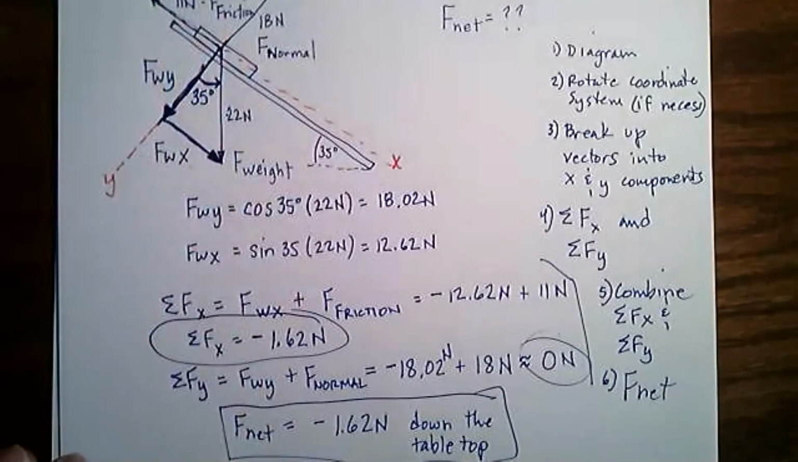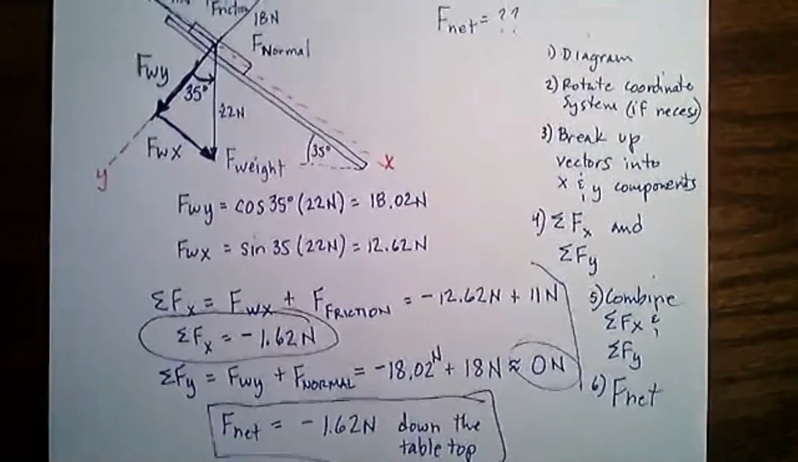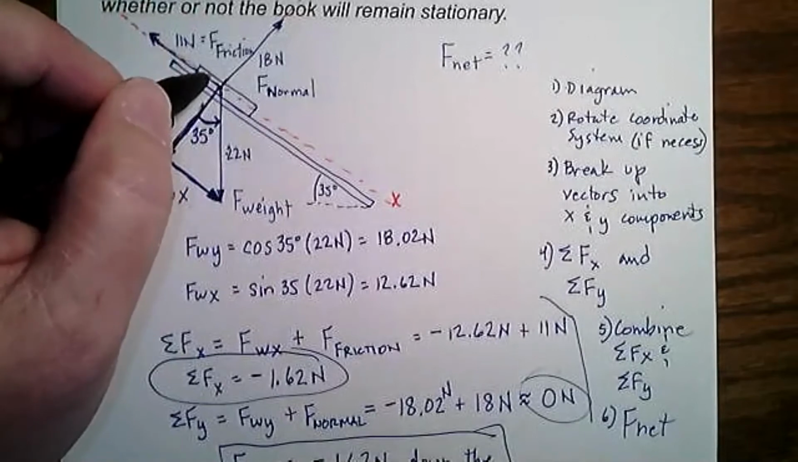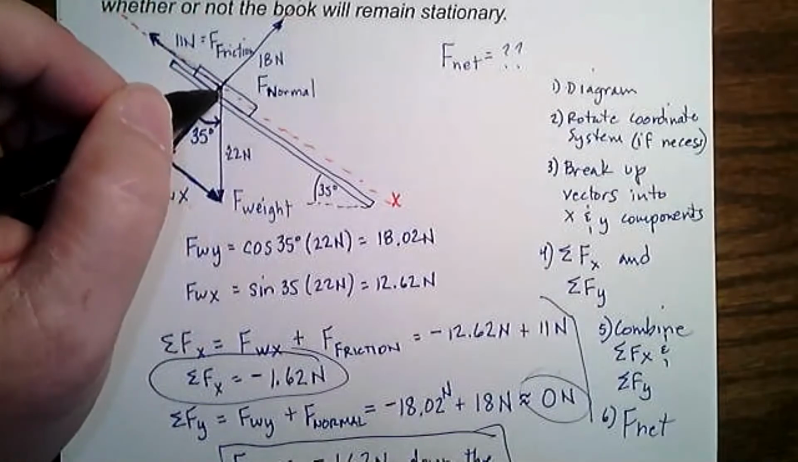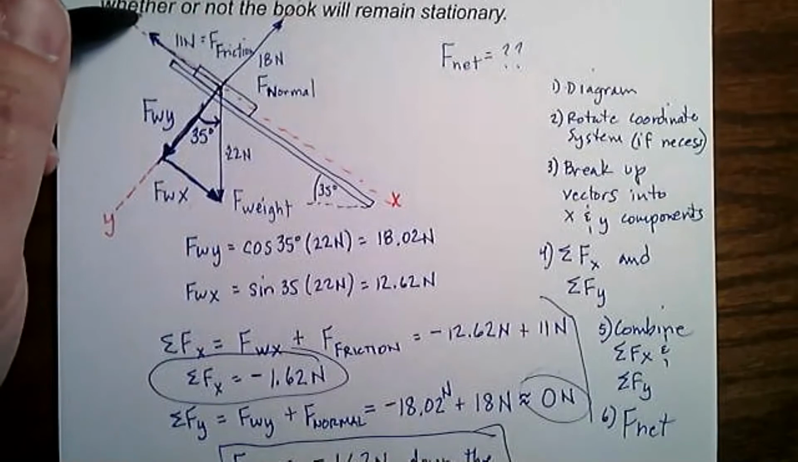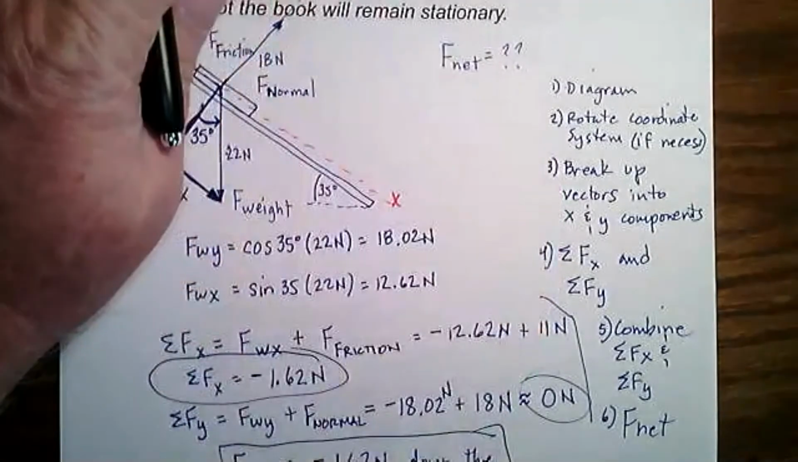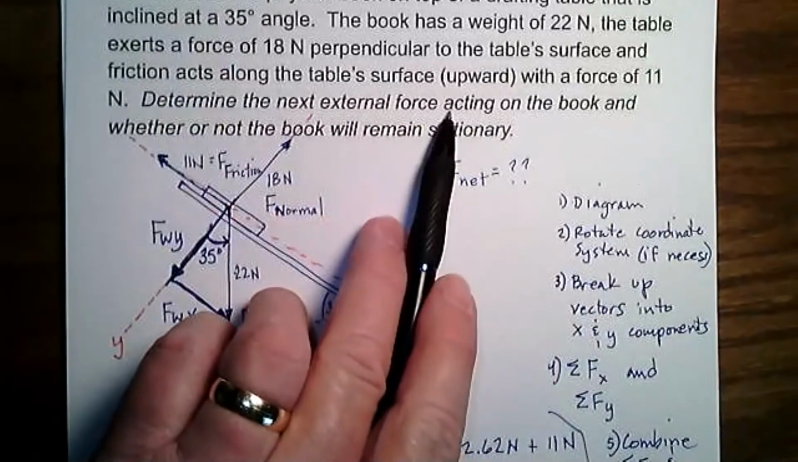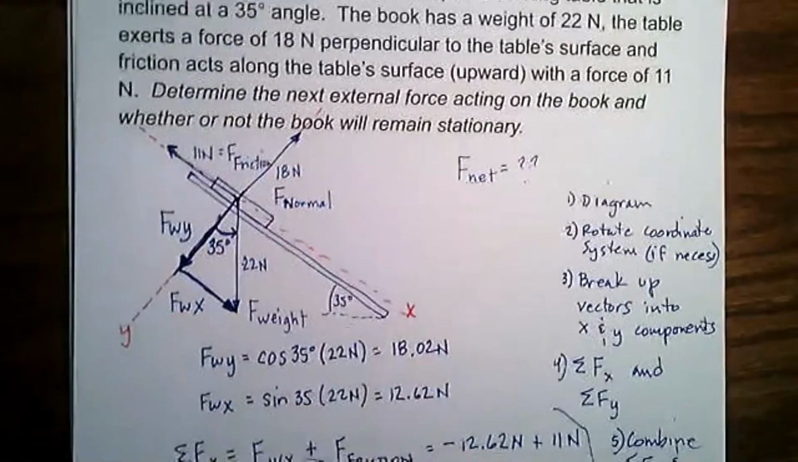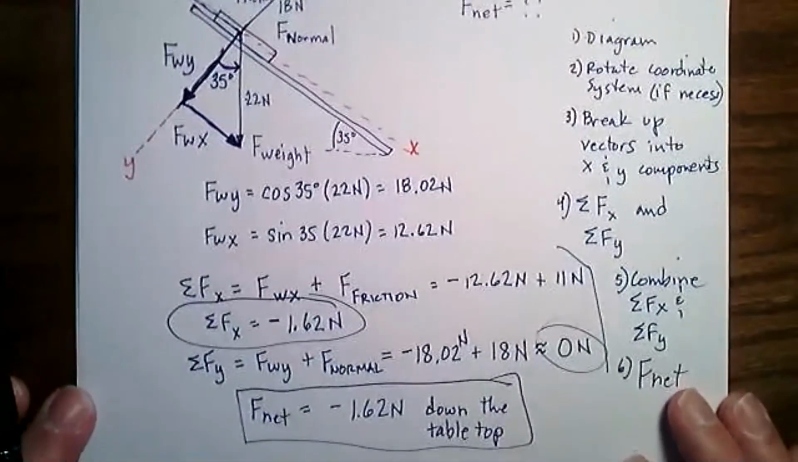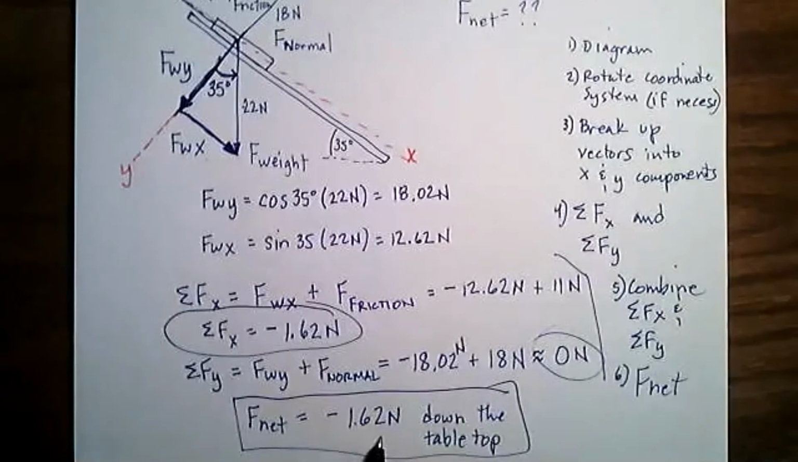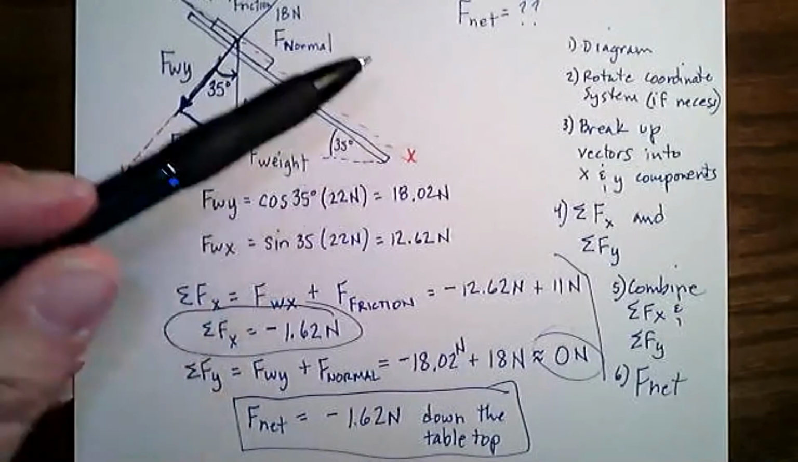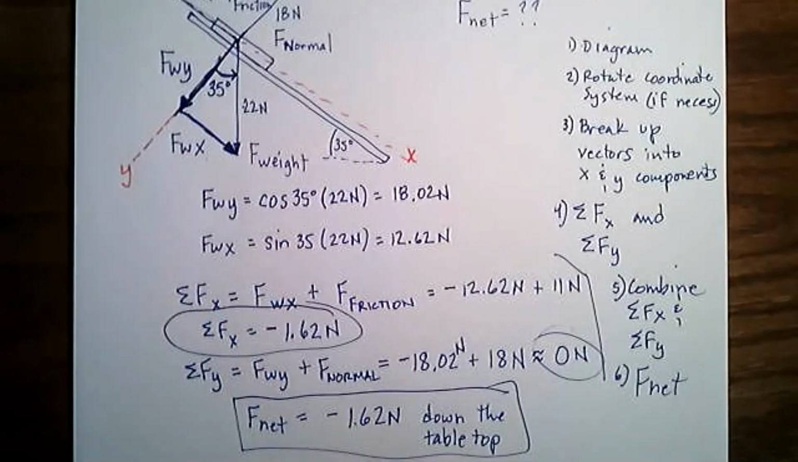So think about what this would mean. Let's say that I knew what that net force was. If I know what this net force is, and it's down the tabletop, what's the book going to do? Because this is really the second part to this question. It asked, determine the net external force and whether or not the book would remain stationary. Is that book going to remain stationary, folks, if you have a net force acting on it that's down the slope? It won't.